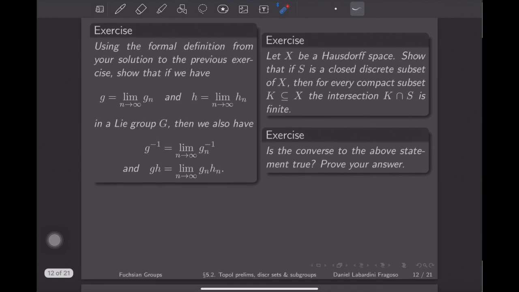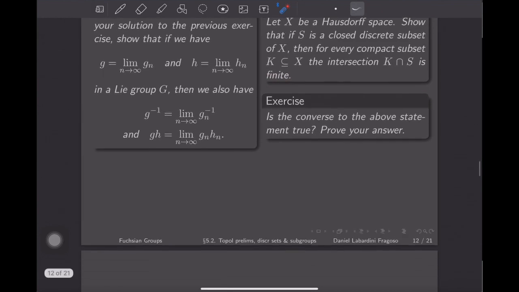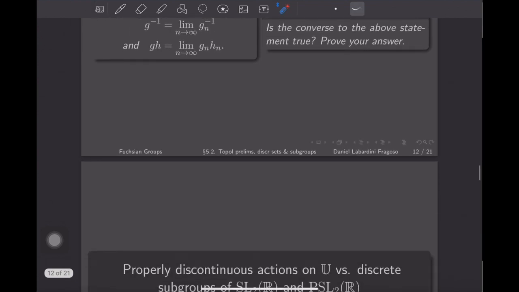Yeah, another exercise, which later on is going to be important: if I have a closed discrete subset of a space, then its intersection with any compact subset is always finite. Okay, it's actually not so hard.